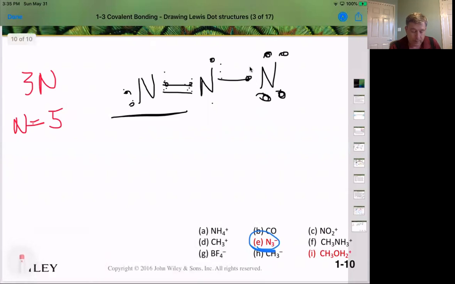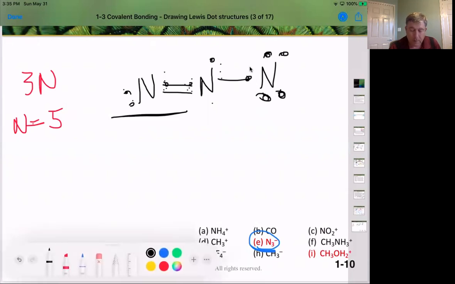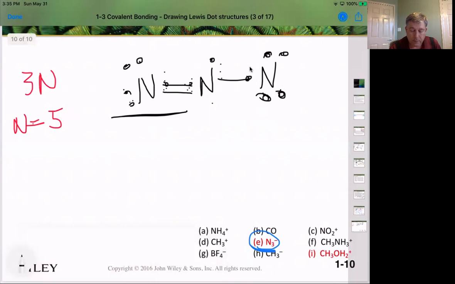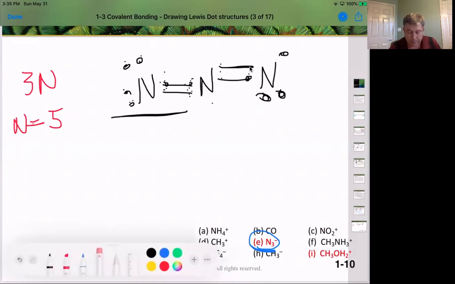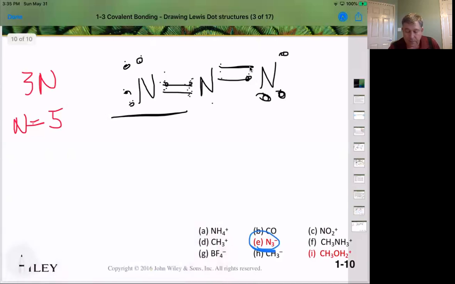Let's take those two, put them back here. Let's make a double bond here and take away these 2 electrons right here. That gives us 8 electrons around this nitrogen, and we have this electron sitting here by itself.